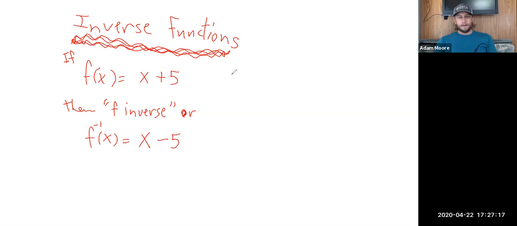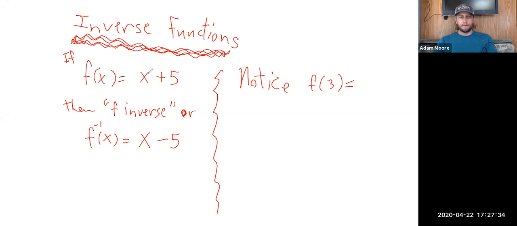Notice about these inverses though. What if we said this? f of 3, meaning if I plugged a 3 into the original f function, would be 3 plus 5, so 8. F of 3 equals 8. Then, related to that, f inverse acts backwards of it. Let's make sure that works. Tell me, guys, what would happen if I plugged an 8 into f inverse? 8 take away 5. What do I get back out of it? 3. Yes.